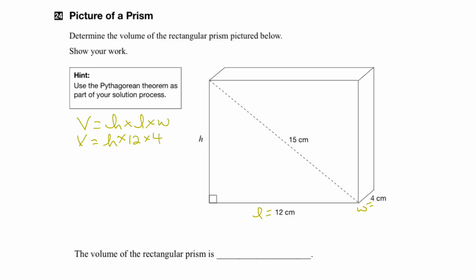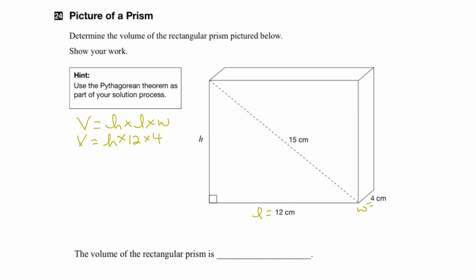Now, in order to solve for volume, we would need to find out what h is. Well, how do we do that? Well, we're given a hint here. We can use the Pythagorean theorem as part of the process for the solution. Now, Pythagorean theorem involves a triangle with a right angle in it. So this is the corner here. And we can see here that this distance here is 15 centimeters, and that's known as the hypotenuse.